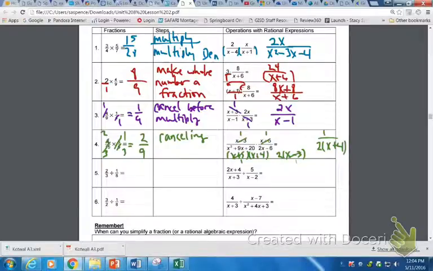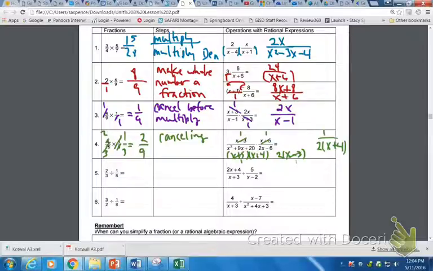And yes, you could go ahead and multiply that back in if you wanted for a 2x plus 8. But this would be fine. Just know that if you saw that on a test, 1 over 2 times x plus 4 would be the same as 1 over 2x plus 8. Any questions on your multiplication?